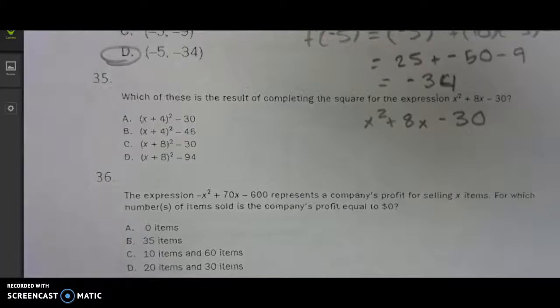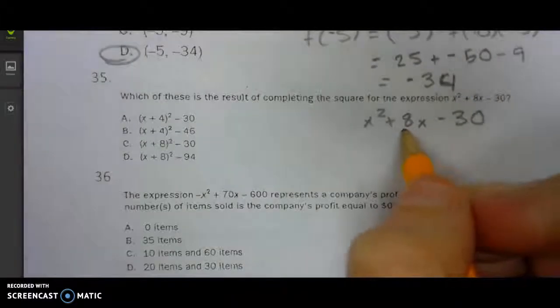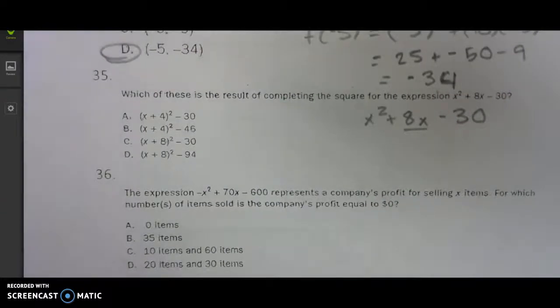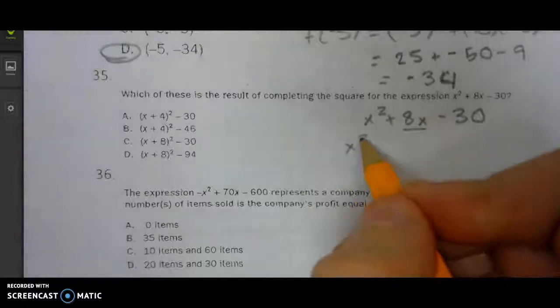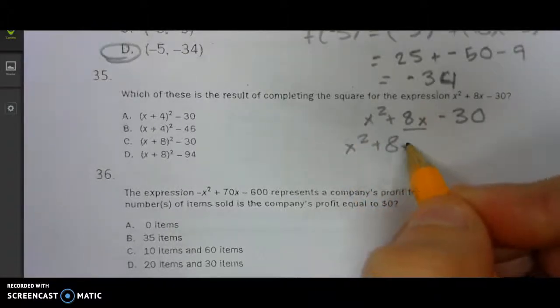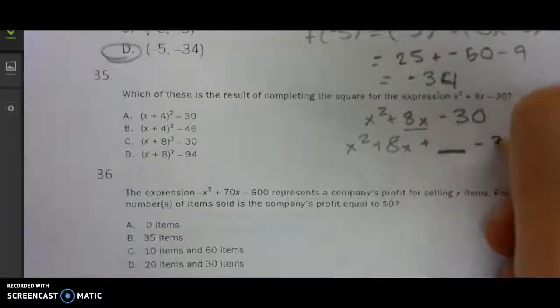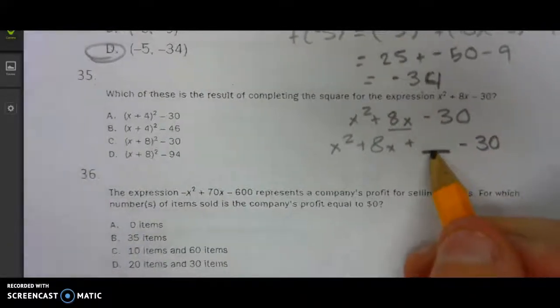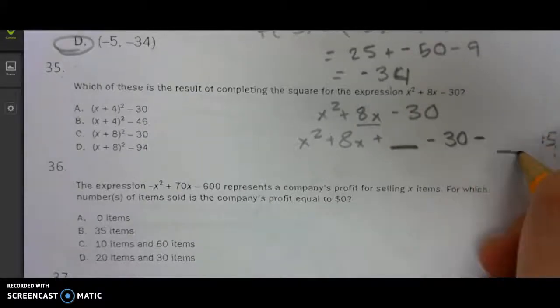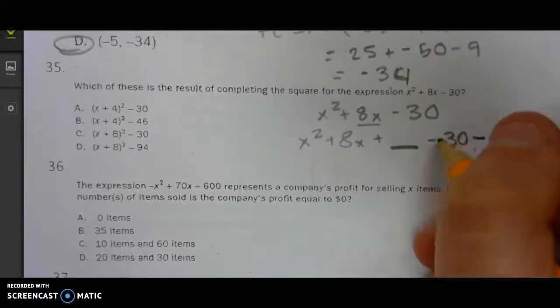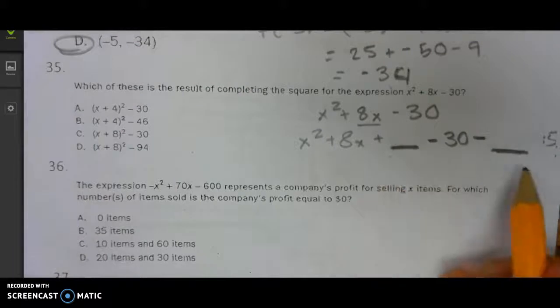So my goal with completing the square is going to be to get what adds to itself to be this number, and I'm going to double that. So I'm going to actually rewrite this with a blank, and then minus 30. And whatever I write right here, I'm actually going to subtract at the end. So it's not like I'm really adding anything. I'm going to add it here, I'm going to subtract it there.